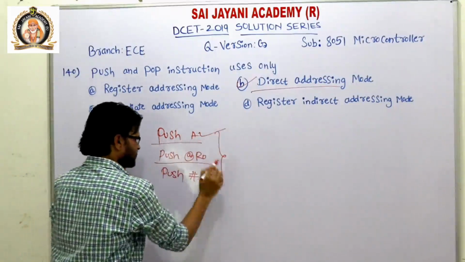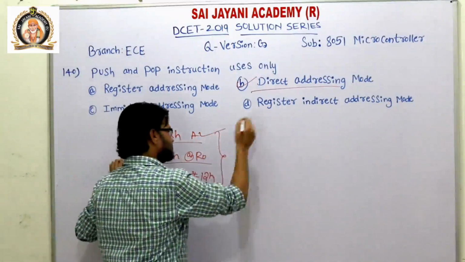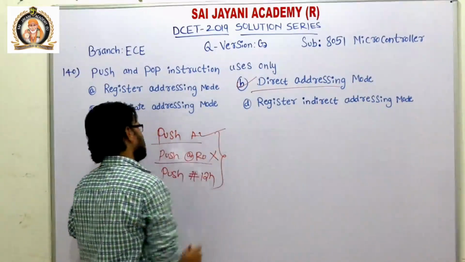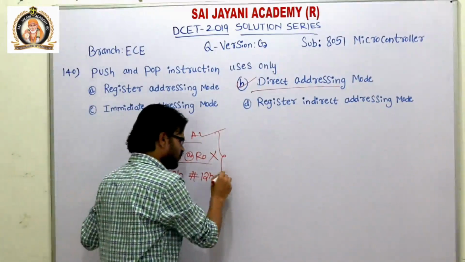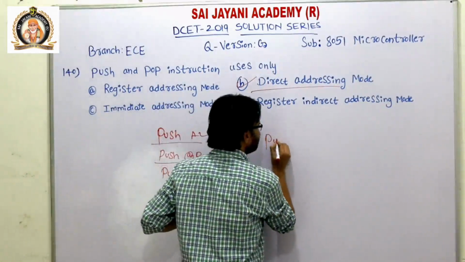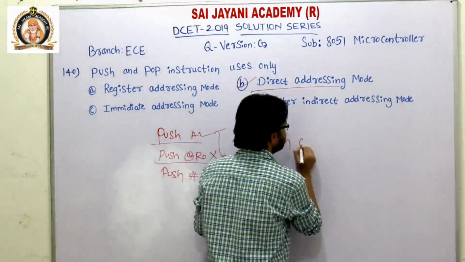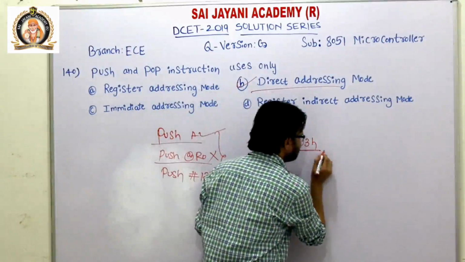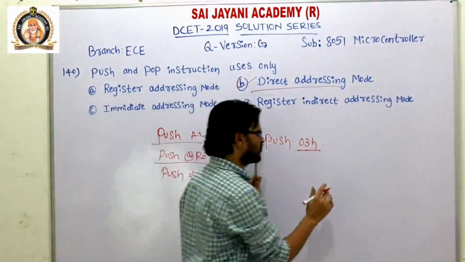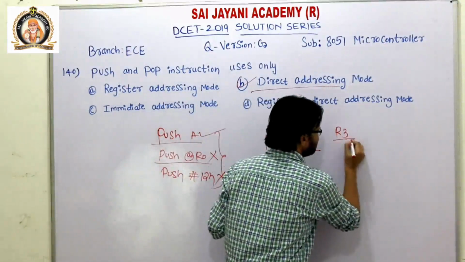Similarly, the push instruction does not support register indirect addressing mode. Similarly, the push instruction does not support immediate addressing mode. So it only supports direct addressing mode, that is push 03H. Here the 03H is the direct address location of the R3 register.